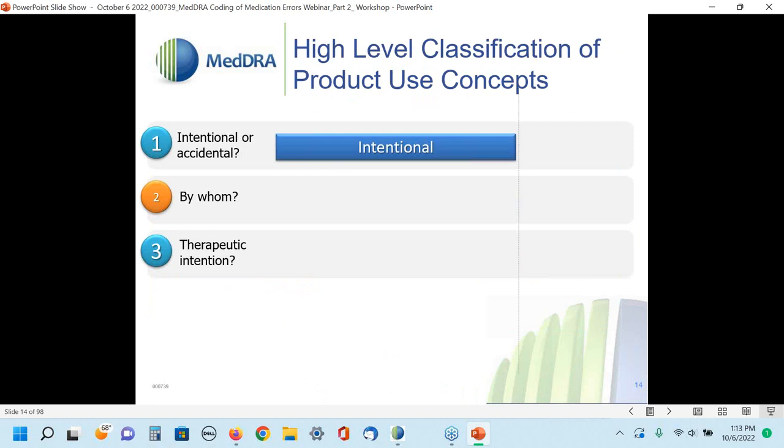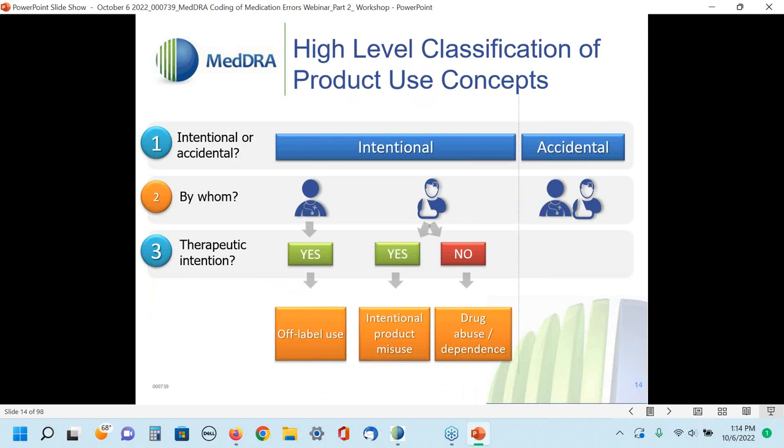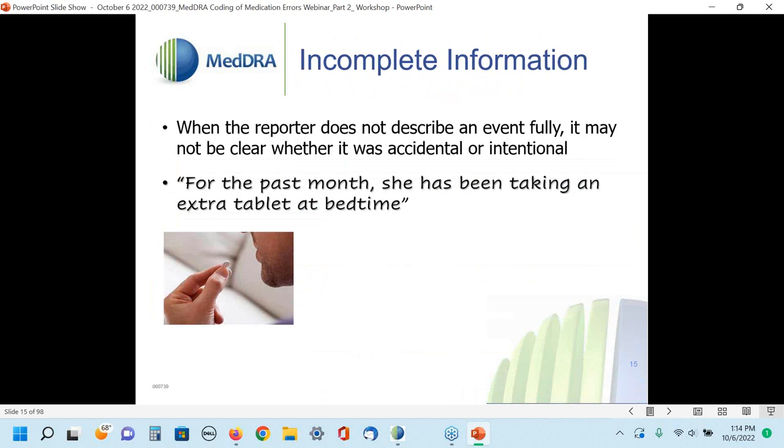And you remember that we said when you come to the determination that this was an intentional act, the question is by whom? If it's by a healthcare professional with a therapeutic intention, that is an off-label use. On the other hand, if it's a patient with a therapeutic intent, that is an intentional product misuse. If the patient had no therapeutic intention in mind, then that is potentially drug abuse or drug dependency. And remember that many of the LLTs related to those concepts are in the psychiatric disorder SOC. On the other hand, if it's an accidental act, whether it's been perpetrated by a healthcare practitioner or by the patient, if there was therapeutic intent, then that meets the working definition of what is a medication error.